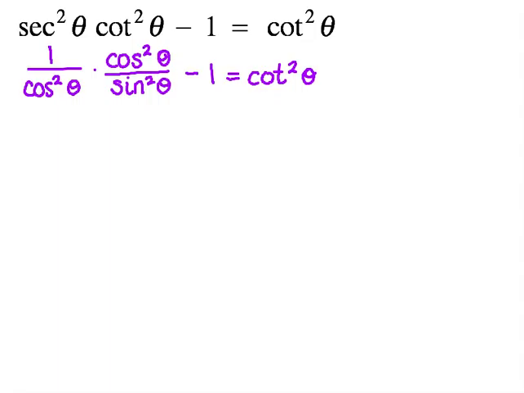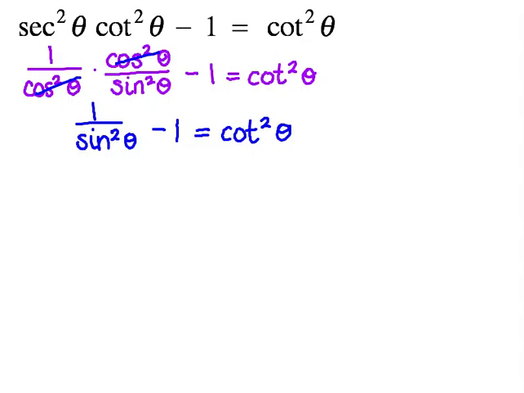What can you do now? Cancel. So it leaves me with 1 over sine squared theta minus 1 equals cotangent squared theta. Now there's actually 2 different paths you can take right now. There's one that's a little shorter, there's one that's a little longer. I think I'm going to opt for the shorter one here.